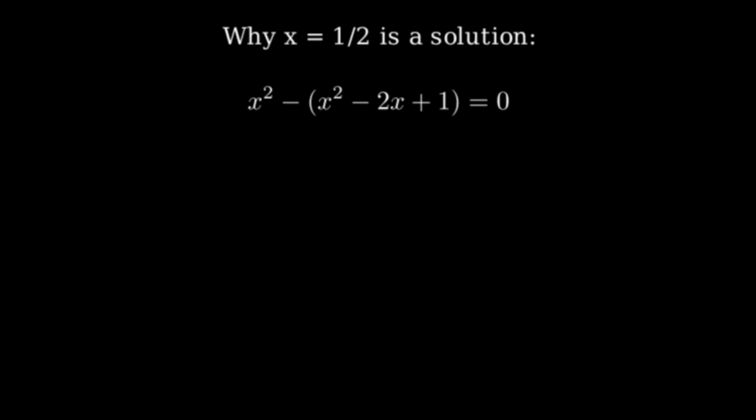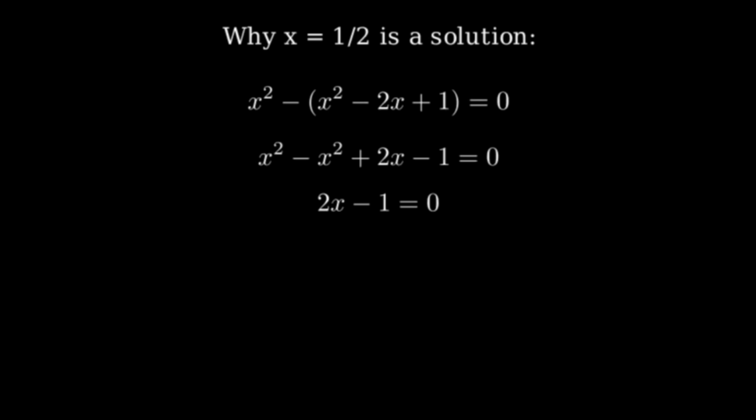First, let's expand the original equation. The term x minus 1 squared can be expanded using the formula for a perfect square. a minus b squared equals a squared minus 2ab plus b squared. So x minus 1 squared equals x squared minus 2x plus 1. Now we can distribute the negative sign to each term inside the parentheses. This gives us x squared minus x squared plus 2x minus 1 equals 0.